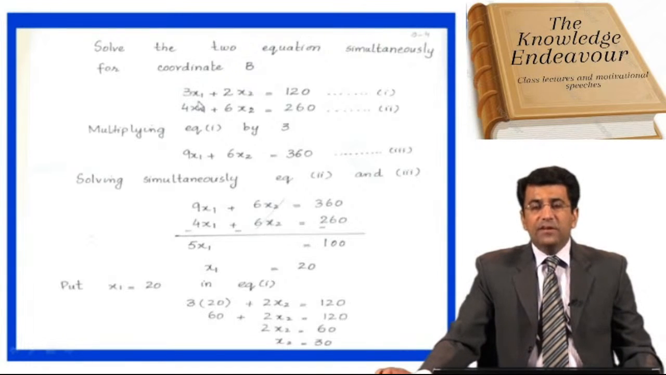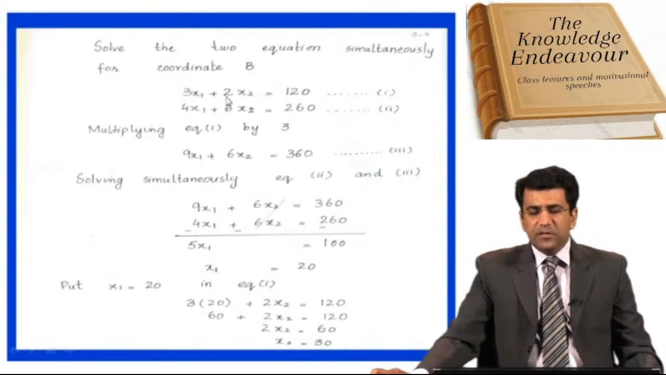Now how can we calculate? We can solve both of these equations, that is equation number 1 and equation number 2, simultaneously. This is our first equation, that is 3x1 plus 2x2 is equal to 120, and this is our second equation, that is 4x1 plus 6x2 is equal to 260. Now in order to solve these equations, we'll have to make the coefficients of any of these decision variables equal.